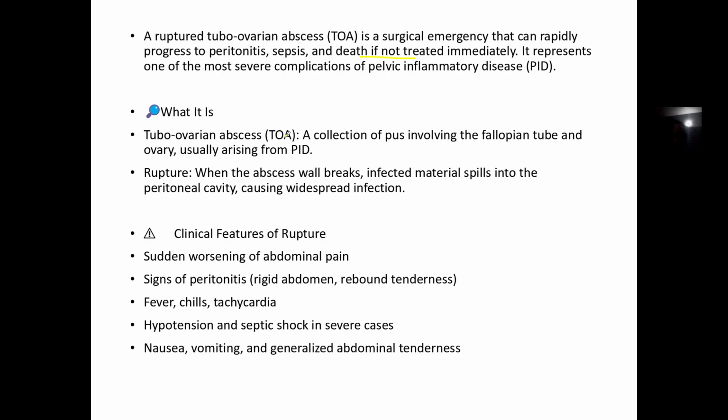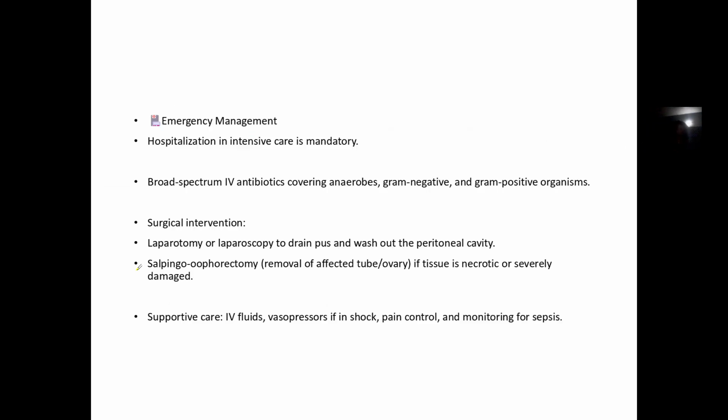It's a collection of pus, and the pus is collected in the fallopian tubes and the ovaries. So usually it comes after a pelvic inflammatory disease. Okay, so rupture is when the abscess breaks, and the material spills into the peritoneal cavity and causes a lot of infections. So the clinical features of the rupture are a lot of pain, signs of peritonitis, fever, chills and tachycardia, hypotension and septic shock, nausea, vomiting and generalized abdominal tenderness.